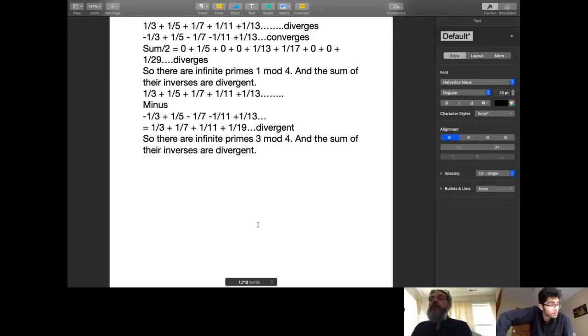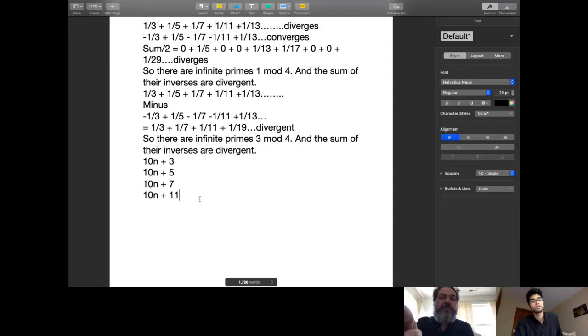Mod 10. Now, mod 10, there are 4 arithmetic progressions that can have, in principle, infinitely many primes. Those numbers 1 mod 10 are relatively prime with 10: 1 mod 10, 3 mod 10, 7 modulo 10, and 9 modulo 10. So 10n plus 1, 10n plus 3, 10n plus 7 and 10n plus 9. Not 10n plus 5. And he showed that in each of these arithmetic progressions, there are infinitely many primes.